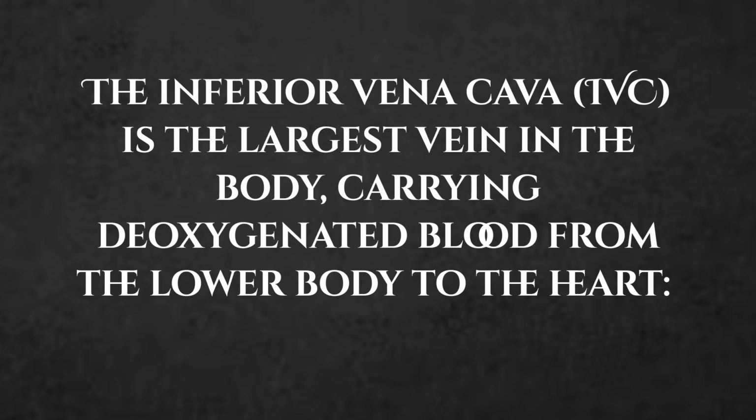Inferior vena cava. The inferior vena cava is the largest vein in the body, carrying deoxygenated blood from the lower body to the heart.